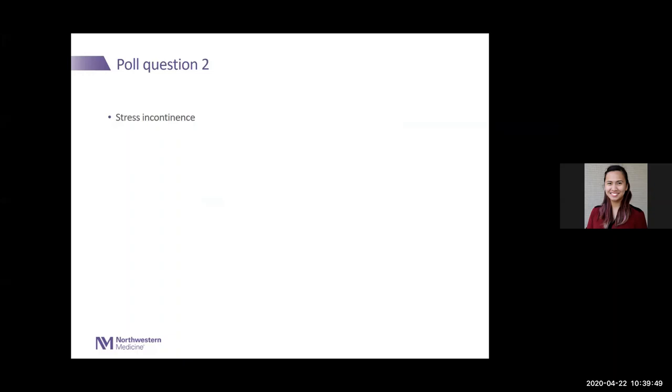Okay, poll question number two. All right, this is a 41-year-old woman, G3P3. She has urgency frequency. She leaks when she stands and with urge. She wants this fixed. She's fed up. She's done with it. So which of the following is not required prior to proceeding with surgery?